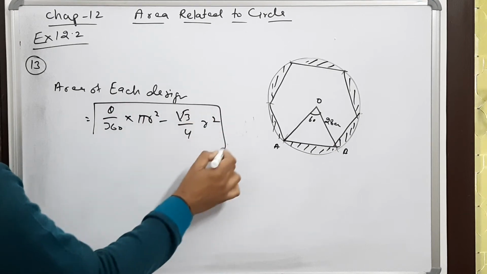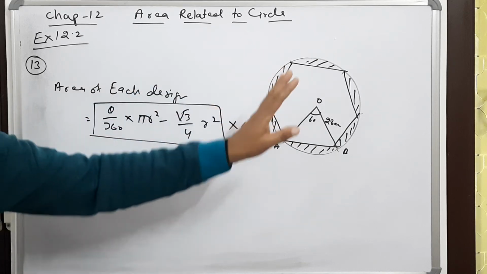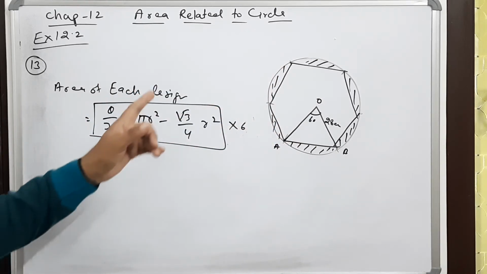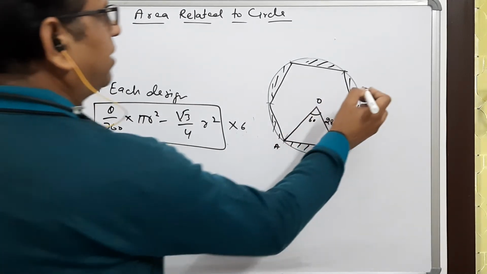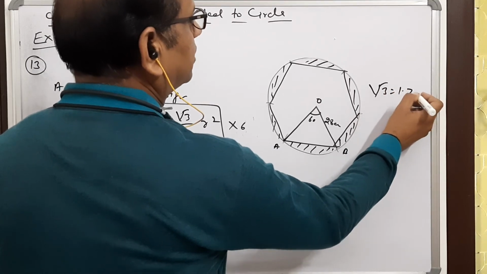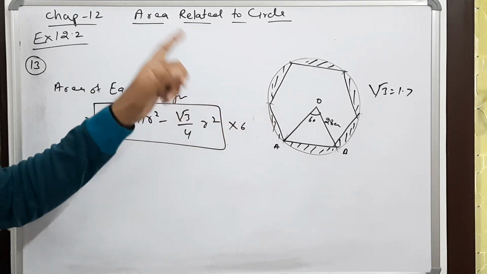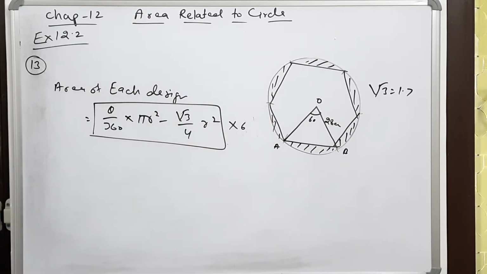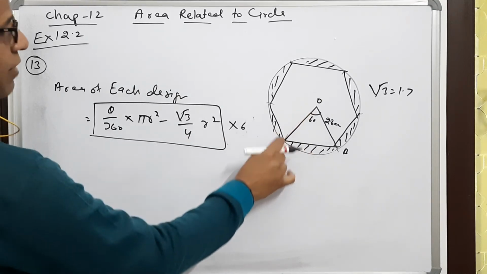We can apply this formula for each design, and then we can multiply this by 6 to get the total answer. And in the question it is given that the rate of making the design is 35 paisa per centimeter square. And the very important part is that the value of root 3 is 1.7 we have to use, not 1.73 or 1.732. We have to use the value as 1.7. So here it is the area of sector minus area of this equilateral triangle.